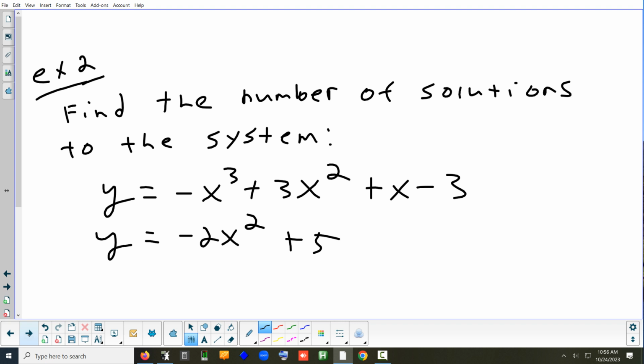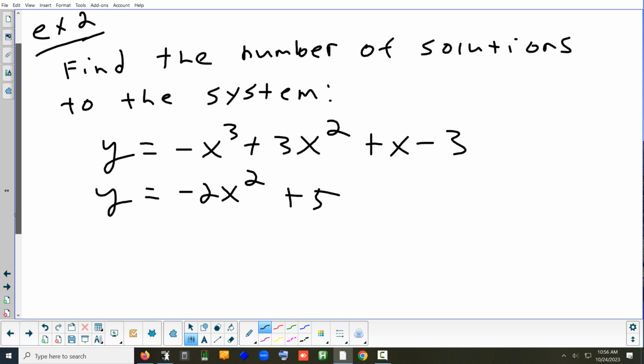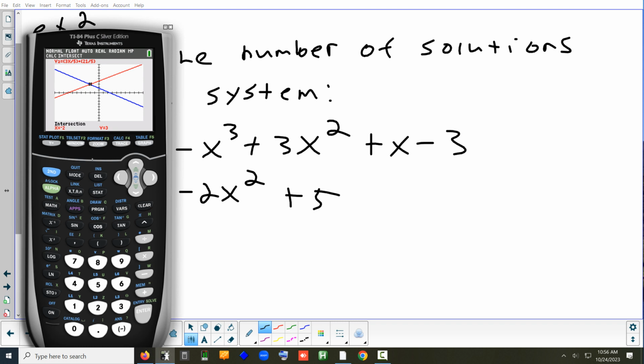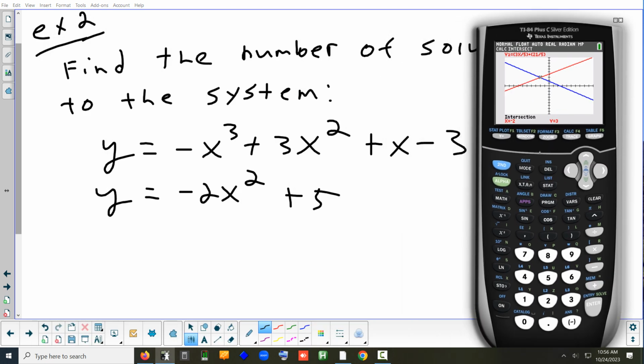All right, so that's linear. Let's look at this one. Okay, this one they just want us to find the number of solutions. We're not actually finding the solutions. Now, the top one is what type of polynomial? How would you classify it based on its exponent? 3rd degree, so cubic.